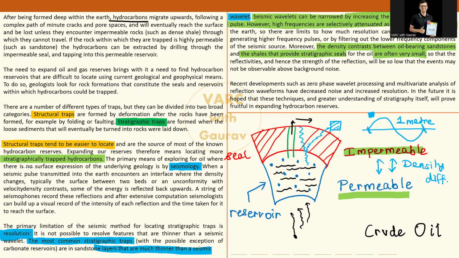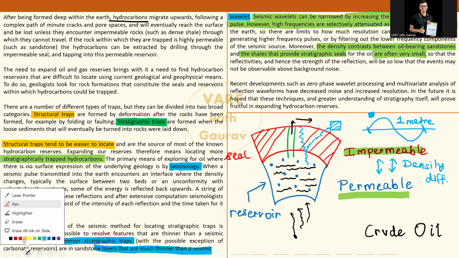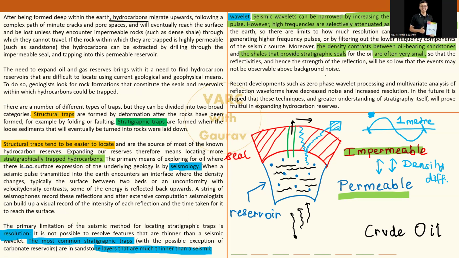Author is not saying that. Author says no, it's okay, don't lose heart. There is still hope out there because recent developments such as zero phase wavelet processing, multivariate analysis of reflection. Oh my God, very technical terms. But thankfully, what are they saying? They have increased resolution due to this tech, and in the future, we just might be able to succeed with this tech. So all in all, what is the passage talking about?